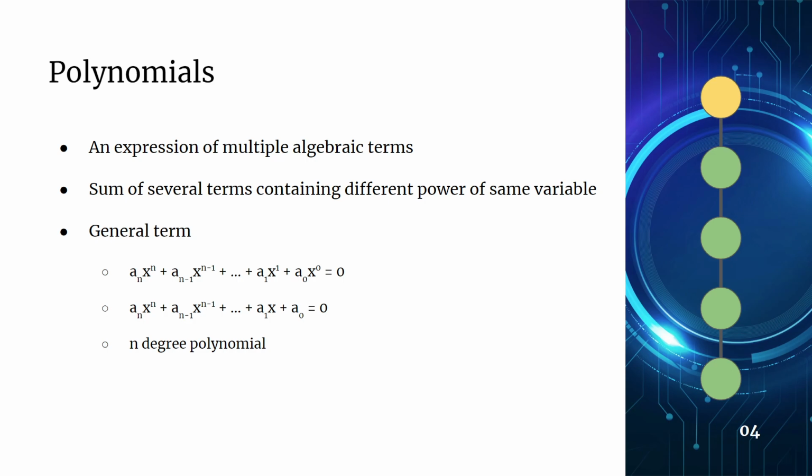If we want to define a polynomial, the first thing to say is that it is an expression of multiple algebraic terms. It is also a summation, a sum of several terms containing different powers of the same variable. In our regular mathematics, we have actually used many such polynomials.